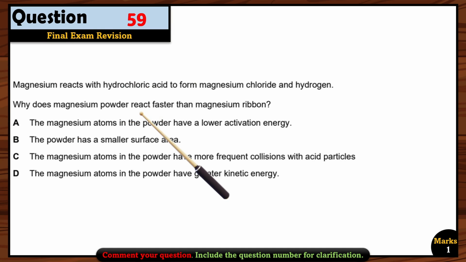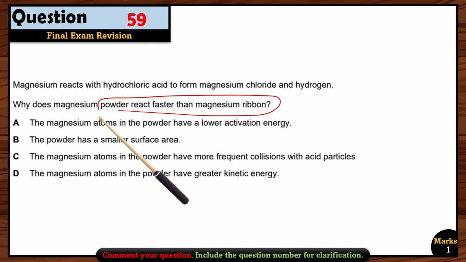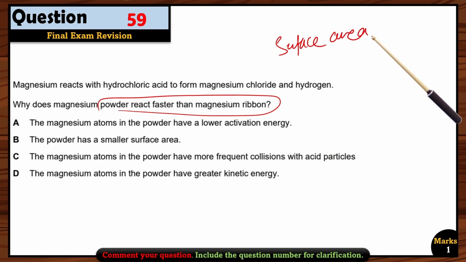Let's see another one. Magnesium reacts with hydrochloric acid to form magnesium chloride and hydrogen. Why does magnesium powder react faster than magnesium ribbon? Magnesium is a solid, and for a solid the surface area matters. Higher the surface area, higher will be the reaction rate. Magnesium powder has a higher surface area, that's why the rate of the reaction will be higher.